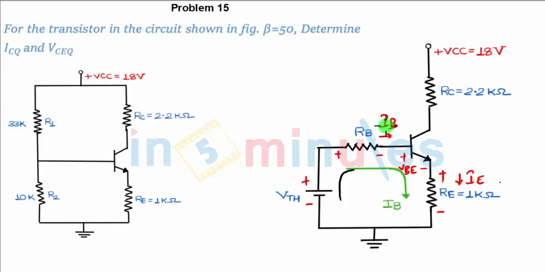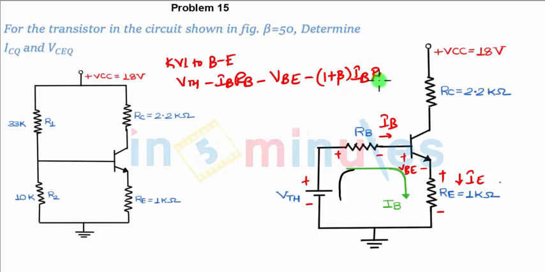So when you apply KVL to the base emitter loop, the equation will be VTH minus IB RB minus VBE. RB is nothing but your Thevenin's equivalent resistance RTH, minus IE, which can be written as 1 plus beta IB, into RE equals 0. Now you know the value of beta given in the question. What all values do you know? VTH we have found, RTH we have found, VBE 0.7, IB we don't know, RE we know, and beta we know.